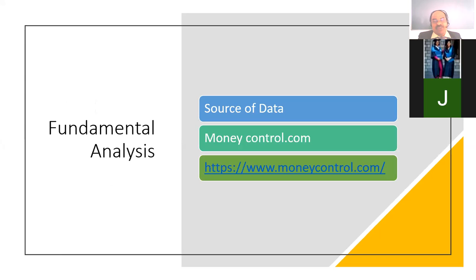Then moneycontrol.com. There is one website. Even Yahoo Finance is there. Moneycontrol.com has all the database of the companies in India, starting from A to Z. It will show you the balance sheet, the ratios. You need not calculate the ratio. Remember that nowadays ratio calculation is not considered an analysis. Be clear. All the ratios are already available on the website, moneycontrol.com.